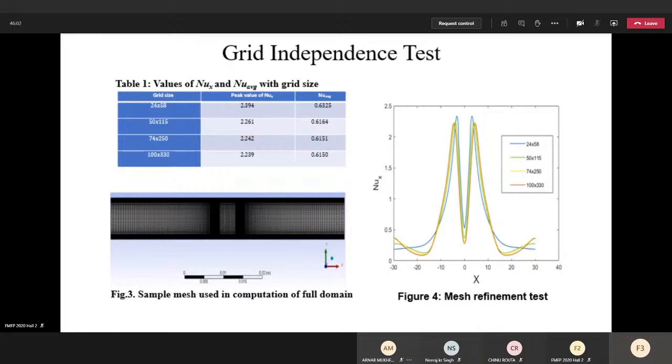It can be seen that beyond the third refinement, 74 into 250, the change in Nusselt number distribution is insignificant. So the grid size 74 into 250 is selected for the presentation. And figure 3 shows the sample residue in the computation of the flow domain of the full domain.